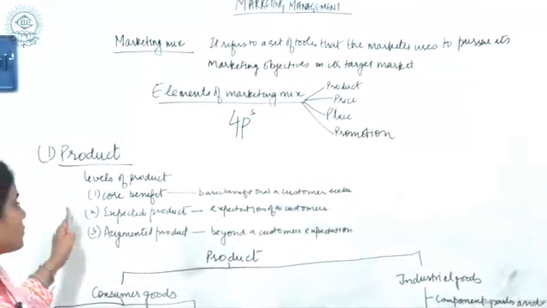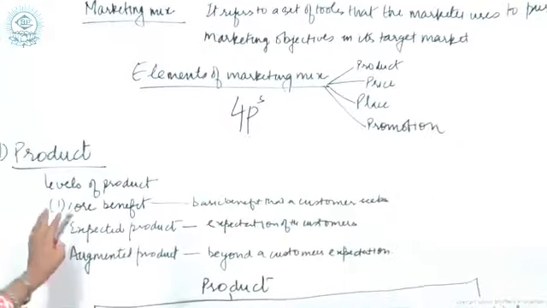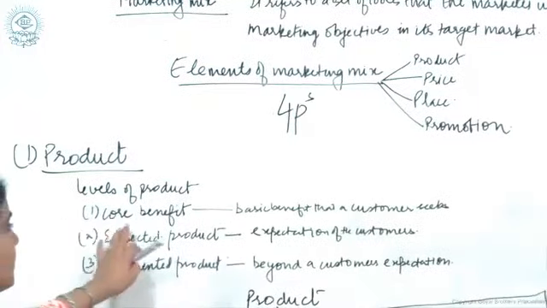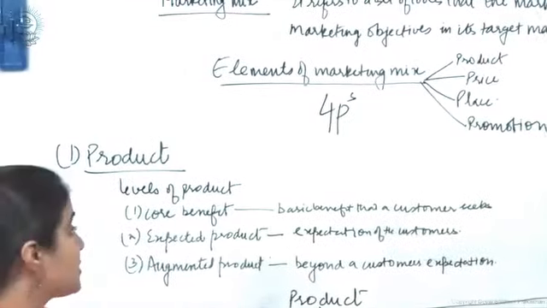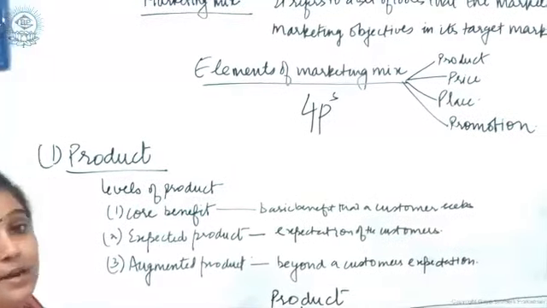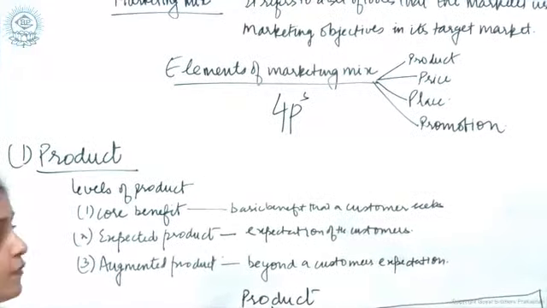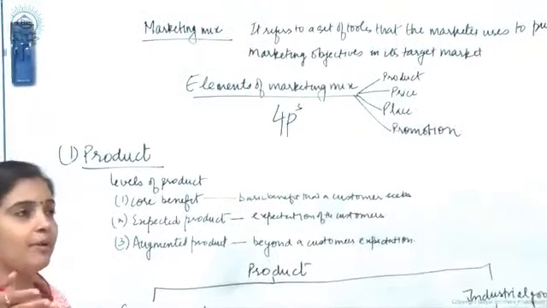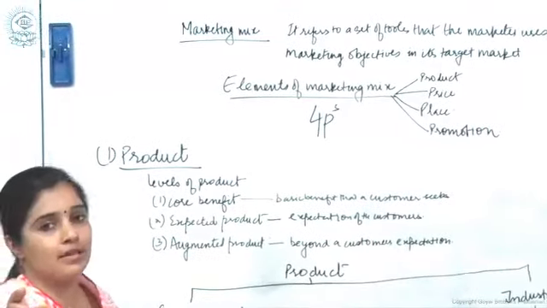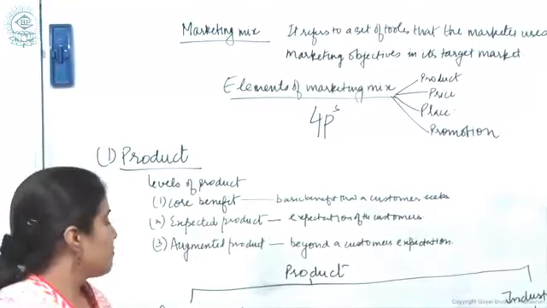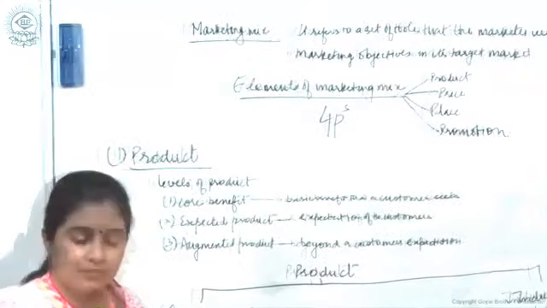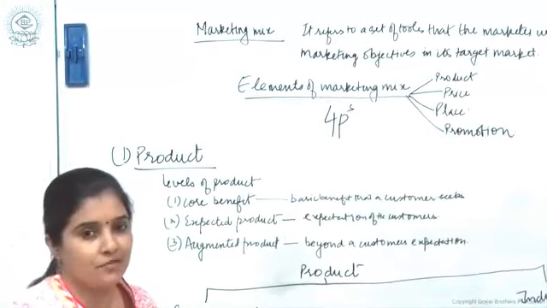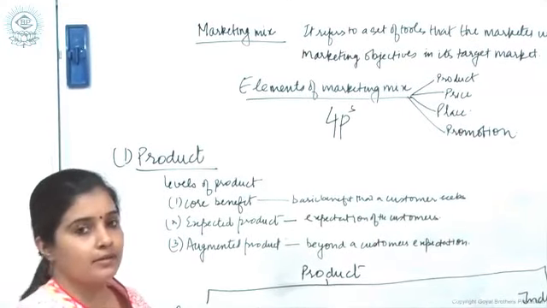Coming to the levels of product, right? Number one, the first level of the product is the core benefit. The core benefit or the core need that the customer seeks to satisfy by buying that product, right? For example, if I'm buying a connection for, let's say, Tata Sky, okay? So my core benefit is that I should be able to get a huge number of channels, a variety of channels. That is what I'm looking at, right?